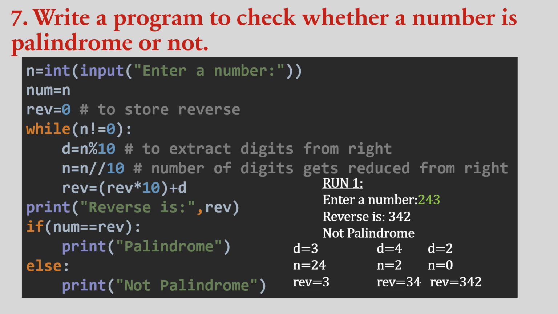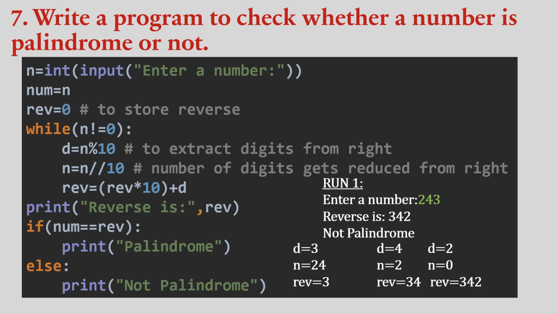So now your loop will stop executing. Why? Because our condition is while n not equal to 0. Now since our n has become 0, it will stop over there. And finally we'll get the reverse value as 342.